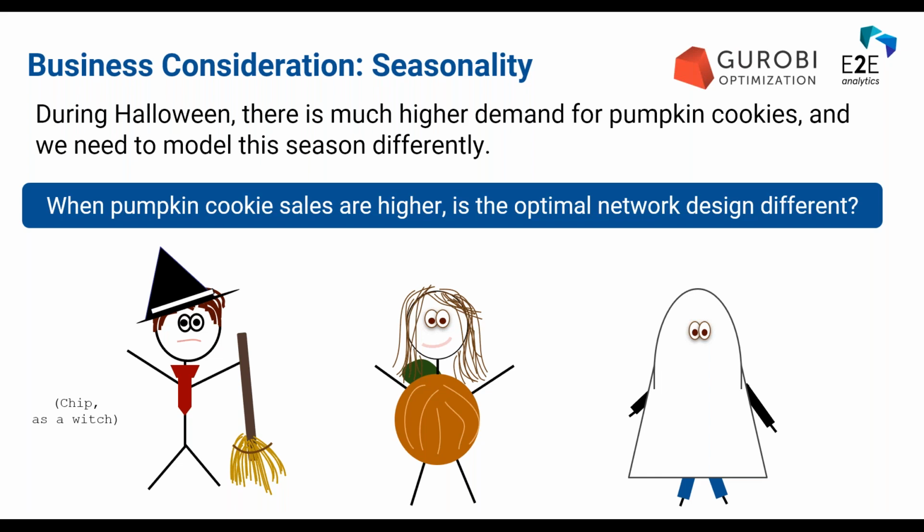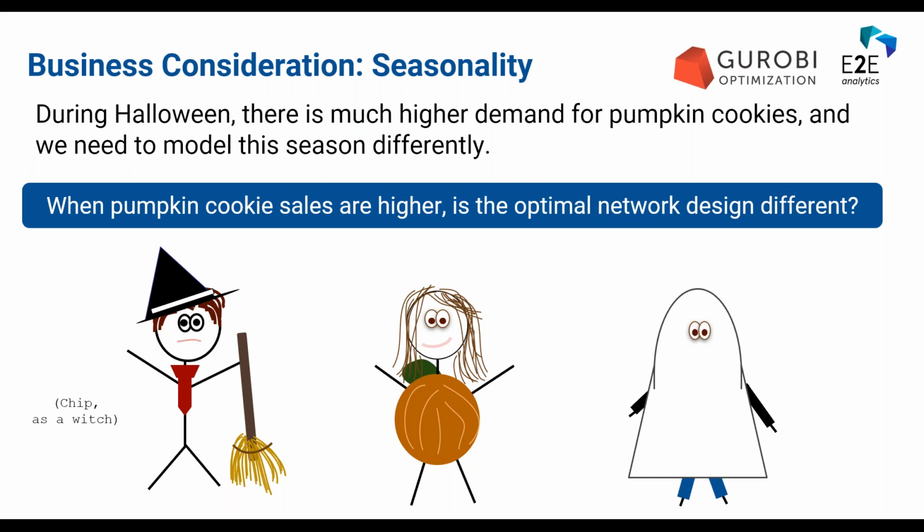that demand can be higher, say during the summer or during the winter, and you might have different demands at different times. So there might be a higher demand for some products and lower for others in different seasons. And so you might want to have different models because the optimal network might be different in each season. And in our example, you can imagine during Halloween that there is a very high demand for pumpkin cookies, and the demand for other types of cookies might go down.